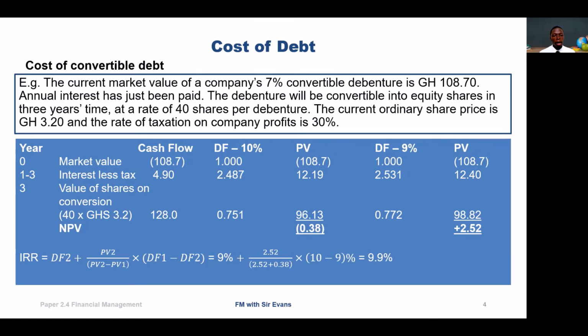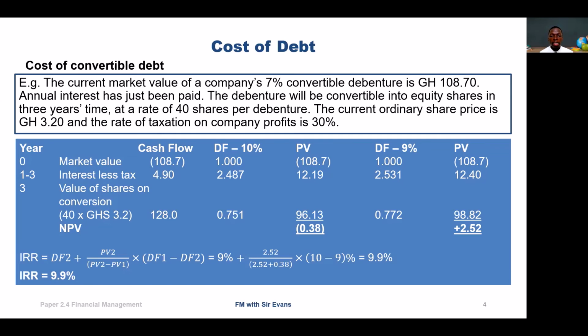So let's just walk through that application in the IRR formula. So IRR is equal to DF2, the discount factor, which is the 9%, plus the net present value for the 9%, which is 2.52. So 2.52 divided by 2.52 minus 0.38, where 0.38 is the present value for discount factor 1. So it becomes 2.52 minus 0.38, which is 2.52 plus 0.38. We multiply it by the 10, which is discount factor 1, minus 9, which is discount factor 2. So that will give us 9.9%.